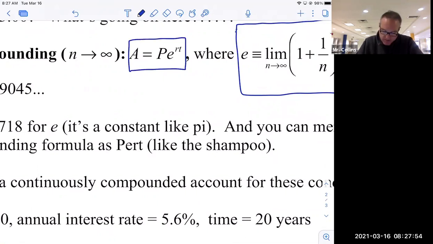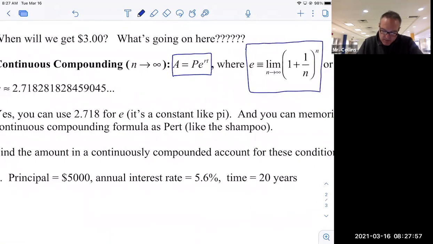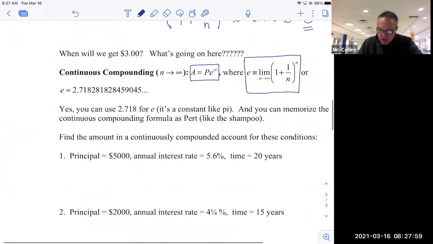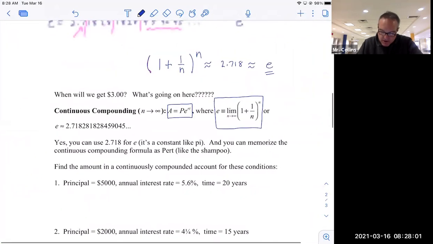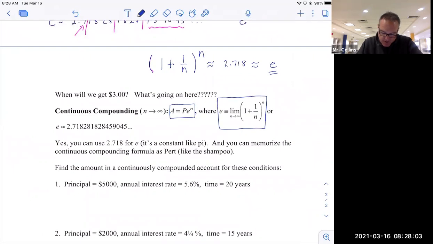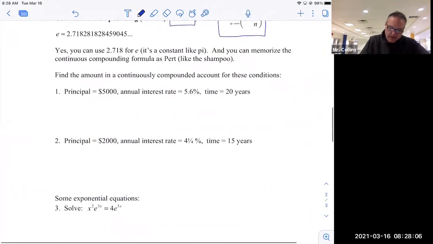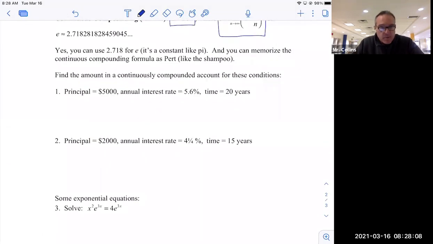It's kind of easy to remember because of PERT. PERT used to be a shampoo, but it's P e to the r t, where e is that number 2.718. So what do these problems look like? Pretty easy. What if you had a principal of $5,000, an interest rate of 5.6%, you invest it for 20 years with continuous compounding? Like anything in math, copy down the formula, there it is, P e to the power rt, fill in your principal, $5,000.